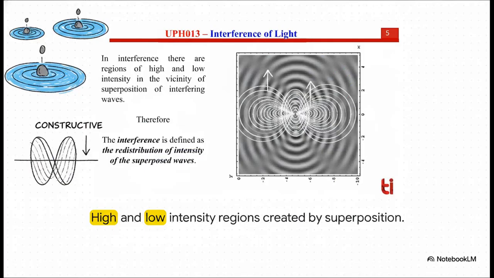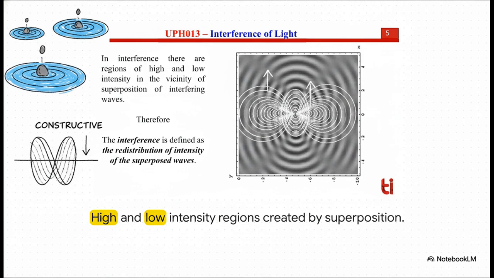Think of it like throwing a couple of stones into a perfectly calm pond. When the ripples meet, they interact, right? Where two crests of a wave meet, they build each other up into a much larger wave. That's a high-intensity region, or constructive interference. But where a crest meets a trough, they cancel each other out entirely, leaving the water totally flat. That's a low-intensity region, or destructive interference.